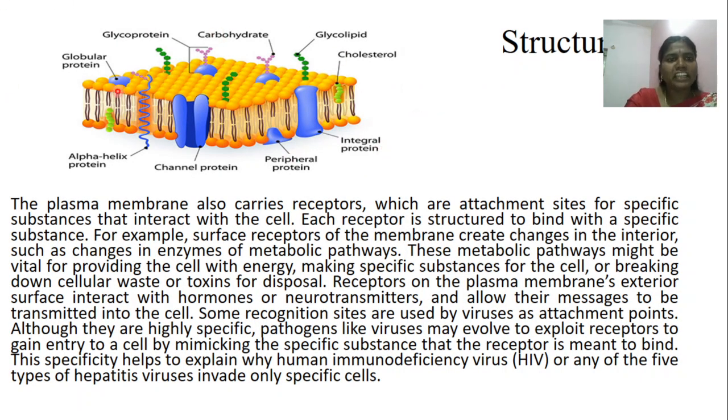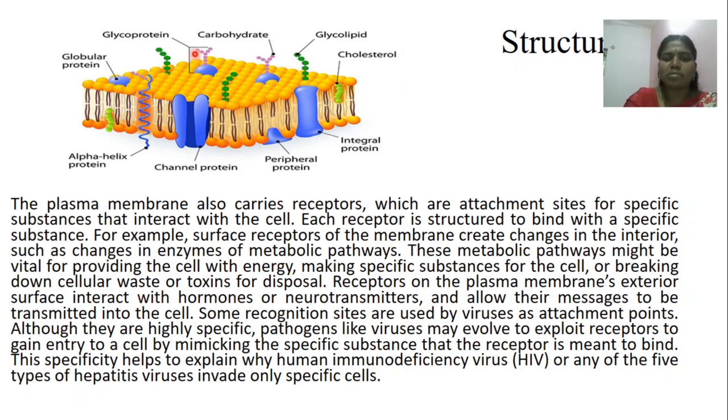If you study the structure in detail, the plasma membrane carries receptors. These are the receptor molecules, which are attachment sites for specific substances that interact with the cell. These receptor molecules are structured to bind with a specific substance. For example, the specific receptors of the membrane create changes in the interior, that means inside the cell. Such changes are in the enzymes of metabolic pathways. These metabolic pathways might be vital for providing the cell with energy and making specific substances for the cell, or they may be involved in breaking down cellular waste or toxins for disposal.